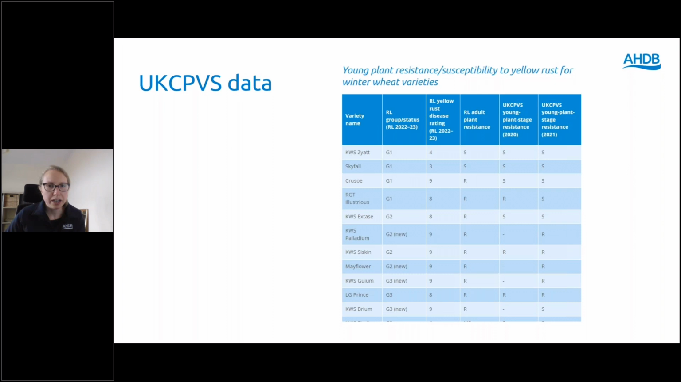And this categorisation into R and S is based on a combination of UKCPVS and RL data. This table shows the UKCPVS data with the variety, RL adult plant resistance, so the main RL rating, in the previous year and the current year, and then also the seedling stage resistance for both years. As mentioned earlier, this is categorised using 5 isolates, and a variety is classed as susceptible if it's susceptible to any one of the isolates at the young plant stage.